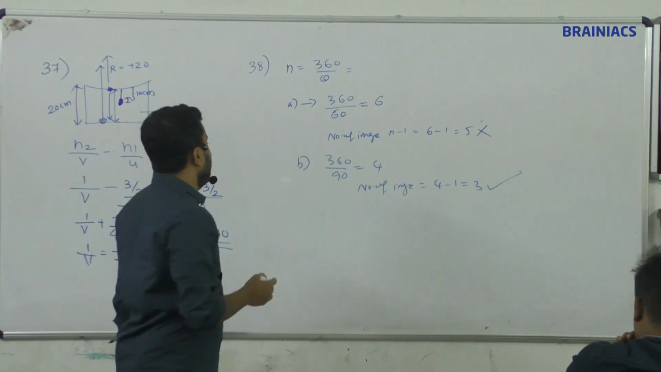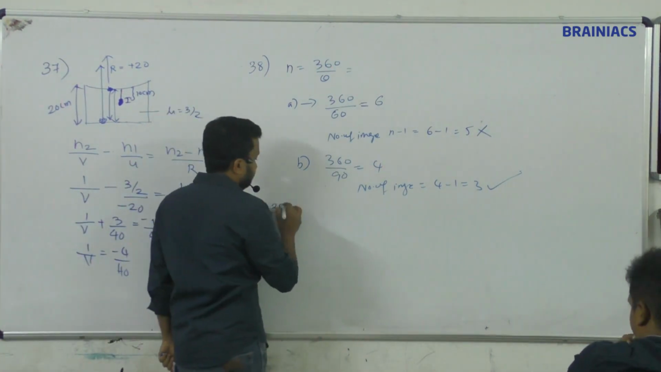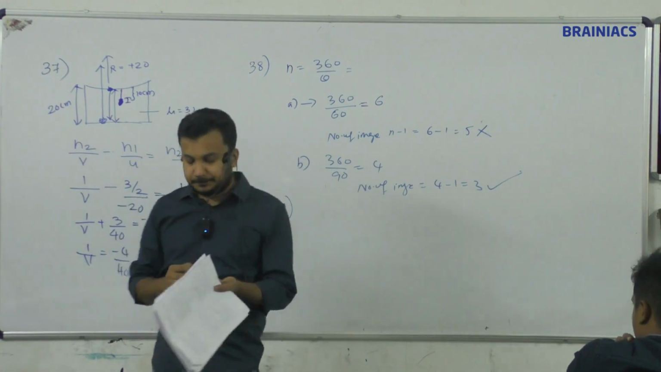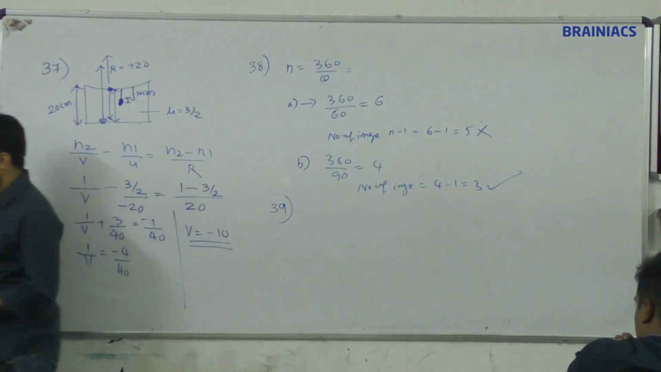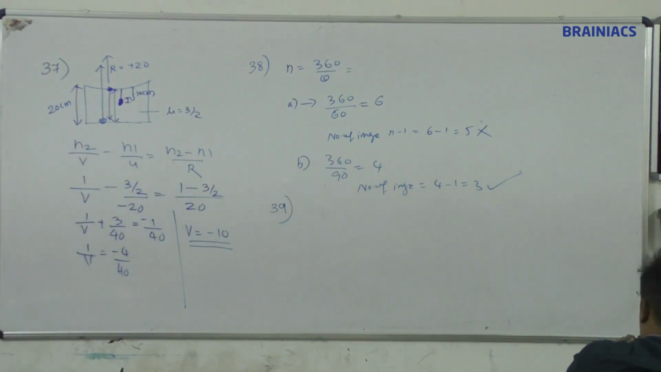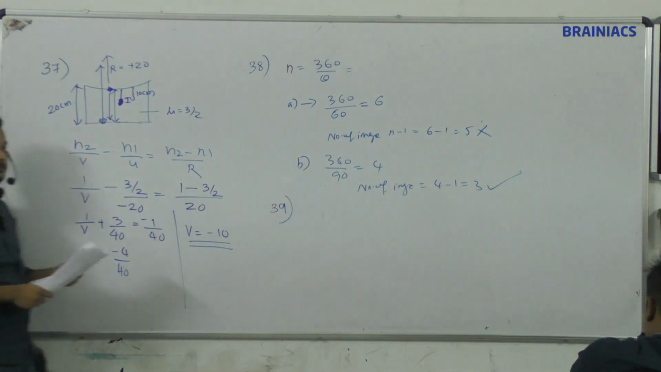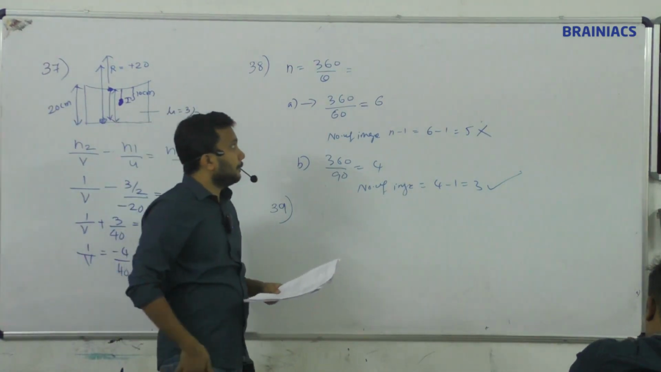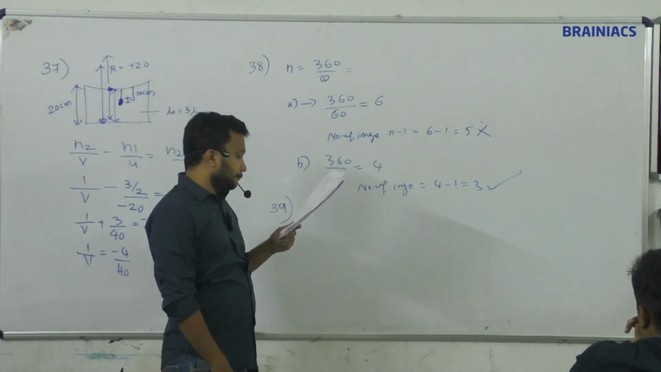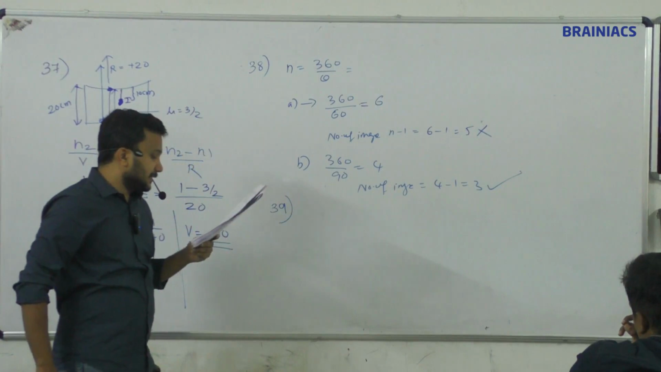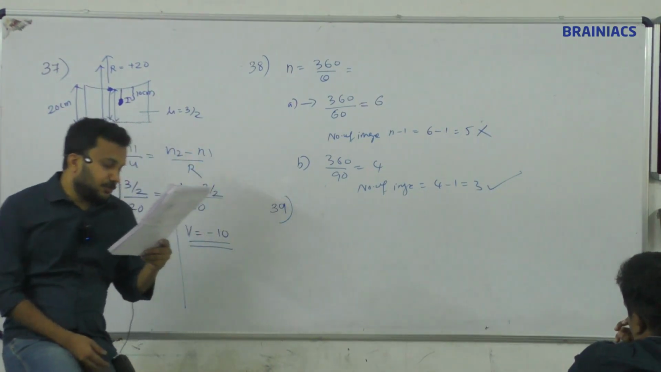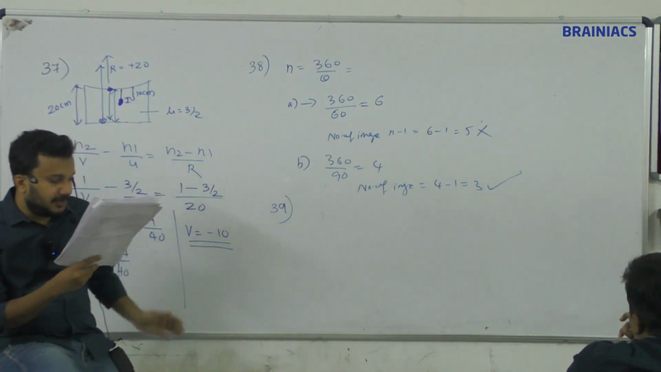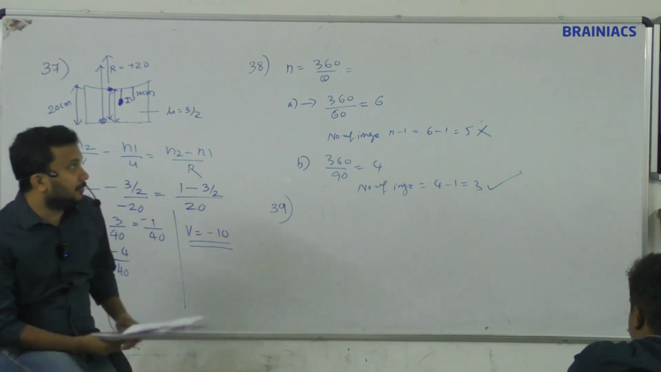38 over, 39. Sir, 120. One should have two plane mirrors at an angle of 120. How many images will form?